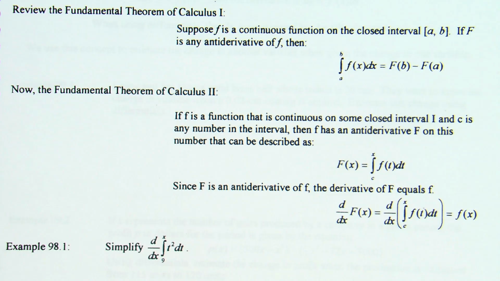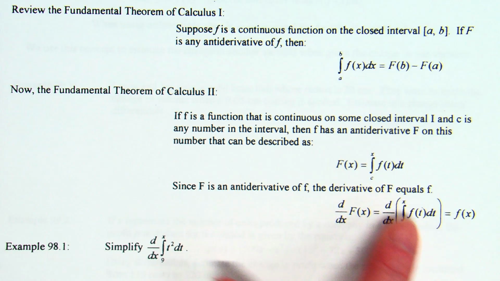Okay, so because it's the derivative of an integral, we get to ignore the bottom number, and we basically just put x in place of t, and it's x squared. Now, I'm going to show you how it actually works longhand, just to show you that it does work. Okay, so if we do this the long way, the derivative with respect to x of the integral from 9 to x of t squared dt.